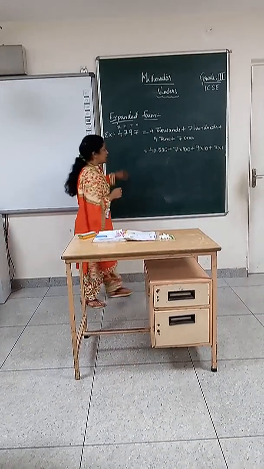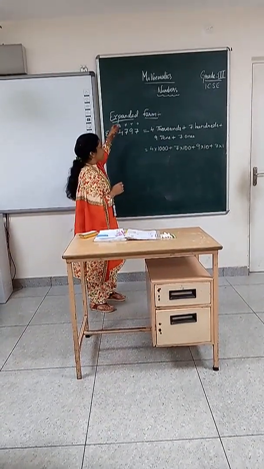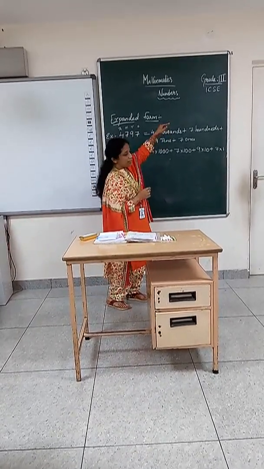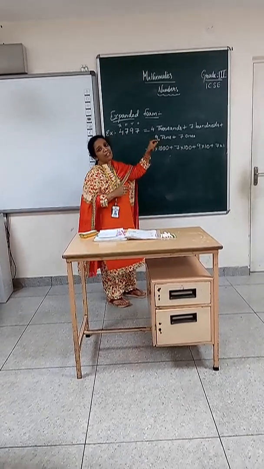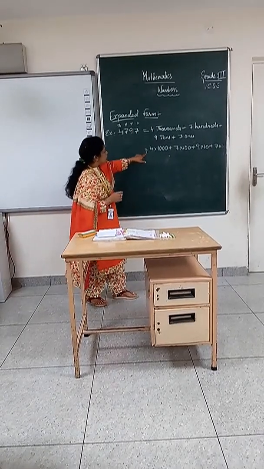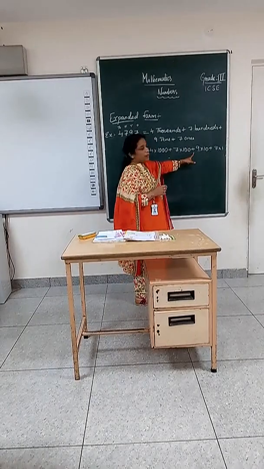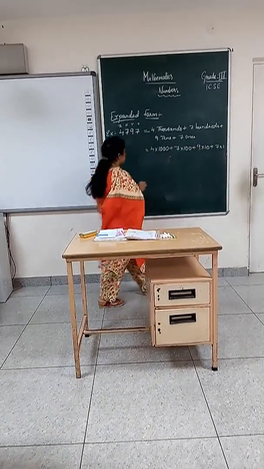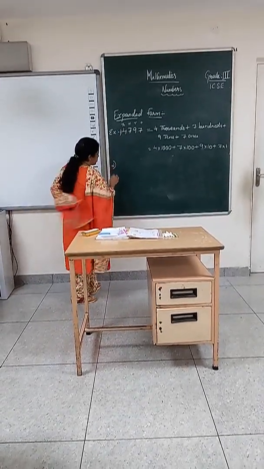See children, now our expanded form is ready. So you can write a given number in this form. That is 4,000s plus 7 hundreds plus 9 tens plus 7 ones. Or the other form of writing it is 4 into 1000 plus 7 into 100 plus 9 into 10 plus 7 into 1. So let us take another example here. So I am going to take another example.